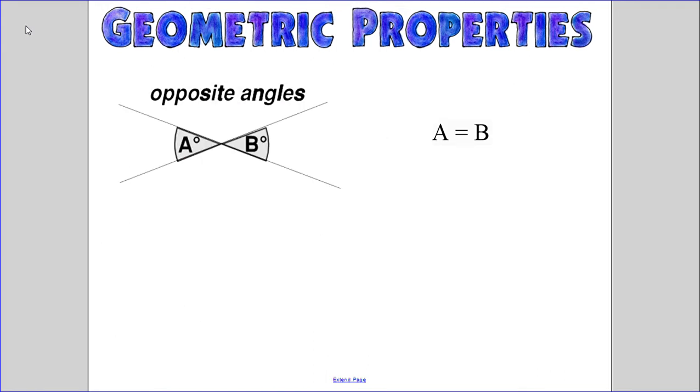A couple of geometric properties. We have opposite angles that are the same. So in this case, if I have any two lines that ever intersect each other, their angles are equal to each other. So in this case, A is just equal to B. So if this were 40 degrees, then this one would be 40 degrees as well.